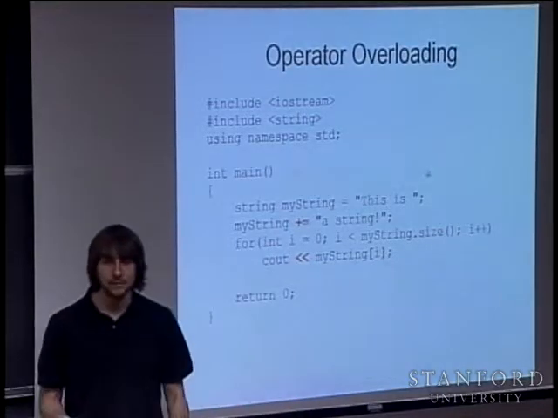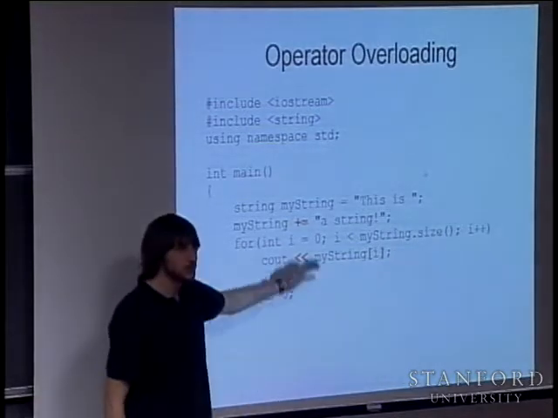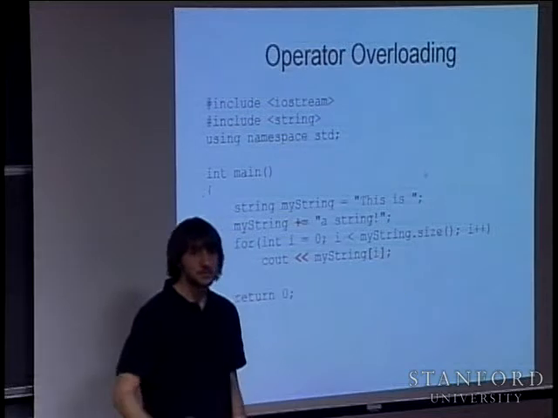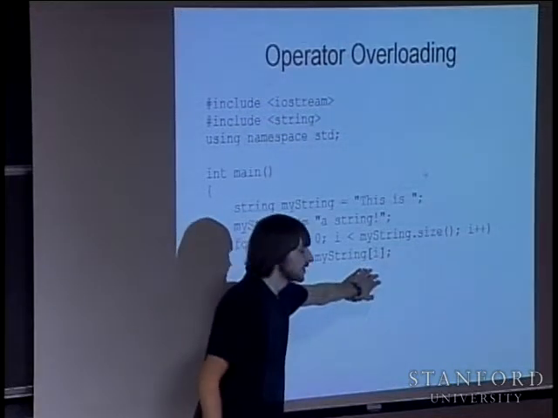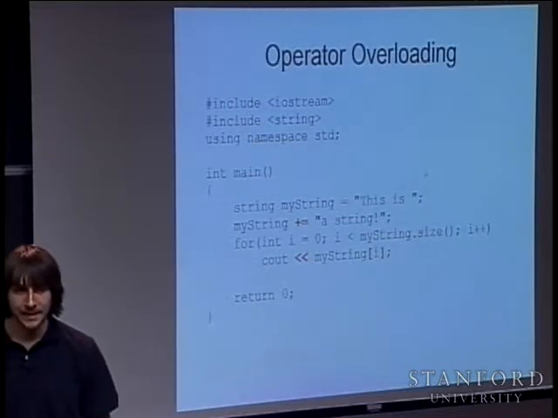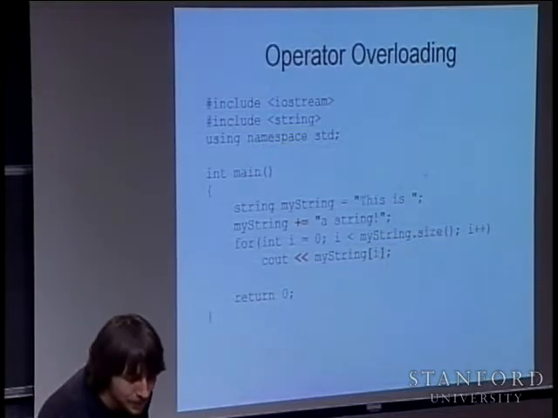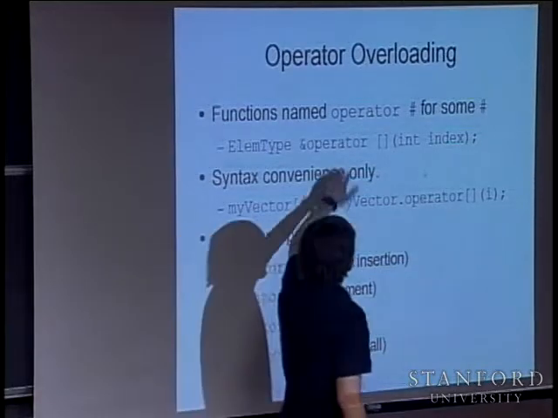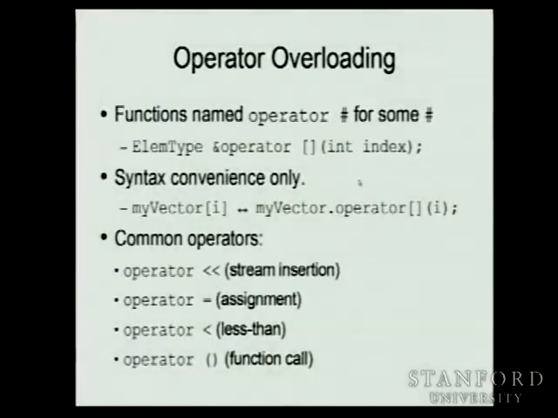Well, at a high level, we all know what it means to add something to a string. It means take something, stick it on. You know what less than less than means: put into a stream. You know what the brackets mean. And so you can tell C++, I want to define these operators for my classes. It's a technique known as operator overloading. Basically, all you do is write functions that are called operator and then whatever the name of your operator is. So operator equals, operator brackets, operator less than, operator plus plus.